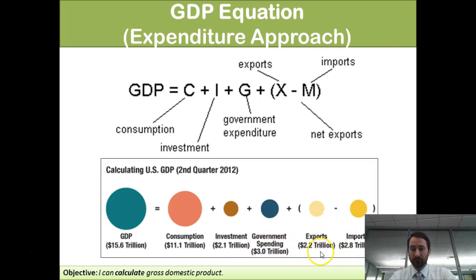Look at these numbers real closely because this is where people oftentimes get tripped up when they're doing the calculations. If we take 2.2 and subtract 2.8, we're going to have a negative number. Oftentimes our net exports in the U.S. are negative, and so our net exports will bring down our overall GDP. So in this case, it's a negative $0.6 trillion for our net exports. We add that to each of these other numbers here.